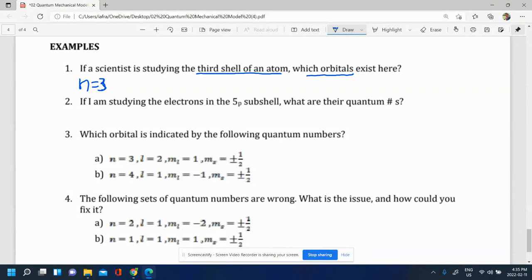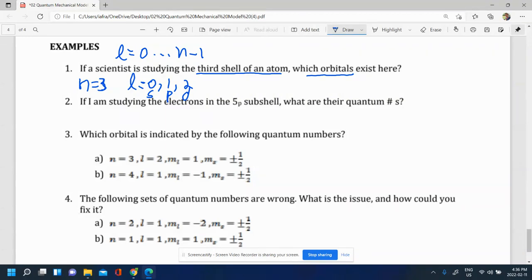Well, we need to go and figure out what the L values are at shell level 3. So L values can be, remember, from 0 all the way up to n minus 1. So we can go 0, 1, and 2. So what this means is that at energy level 3, there are sublevels S, P, and D. So if there are sublevels S, P, and D, it means there are S, P, and D orbitals.